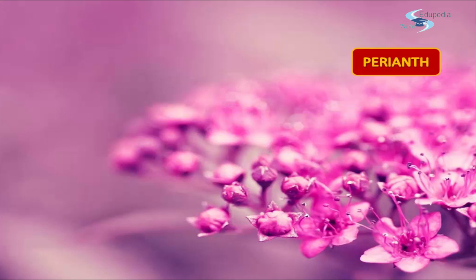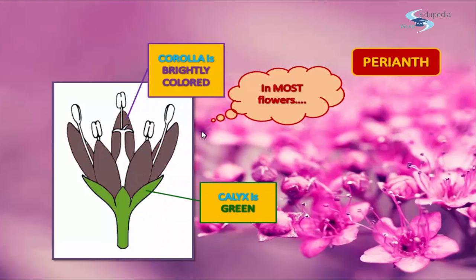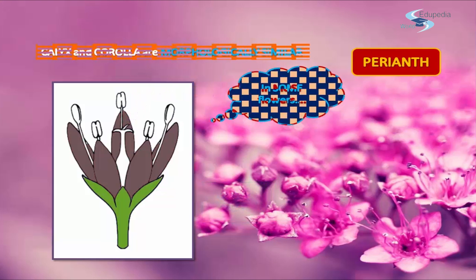Now comes our perianth. What is perianth, students? It is present in most flowers. Calyx is green and corolla is brightly colored, and calyx and corolla together make the perianth of the flower. So you can say that calyx, that is sepals, and corolla, that is petals: sepal plus petal, or calyx plus corolla, together makes perianth.